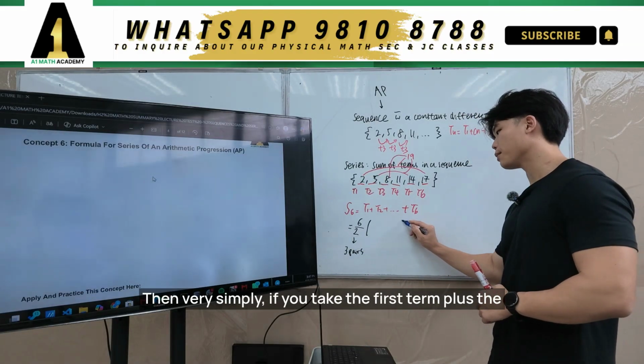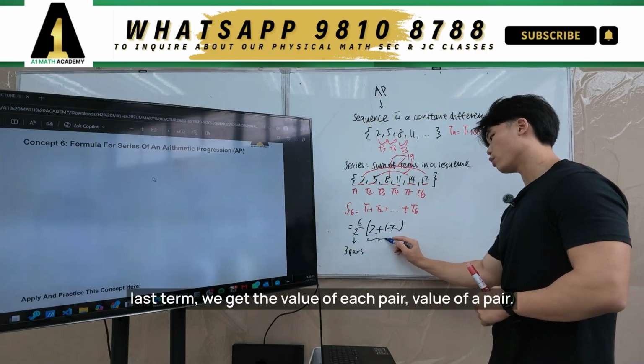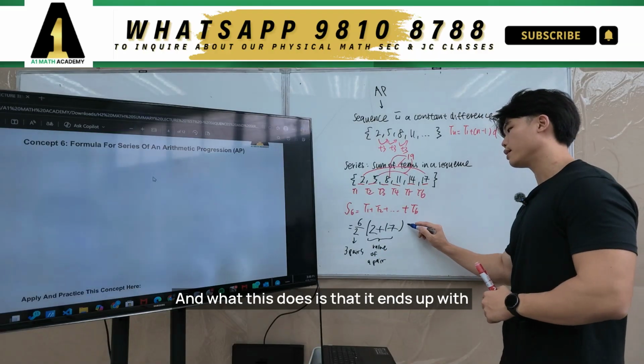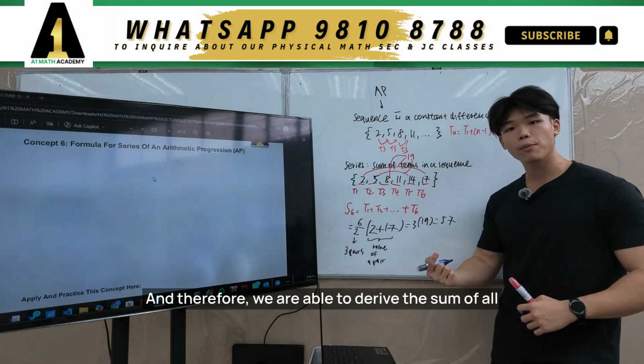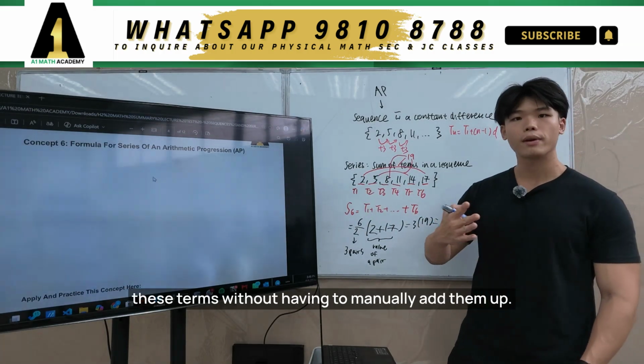Very simply, if we take the first term plus the last term, we get the value of a pair. And what this does is that it ends up with 3 times 19, which gives you 57. And therefore, we are able to derive the sum of all of these terms without having to manually add them up.